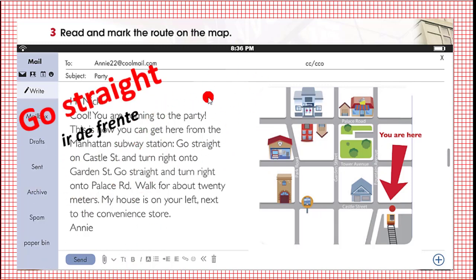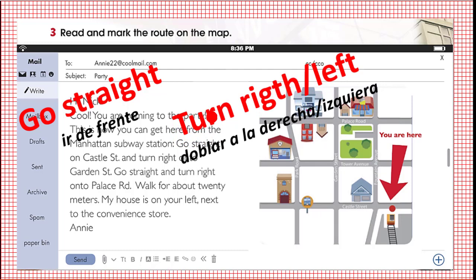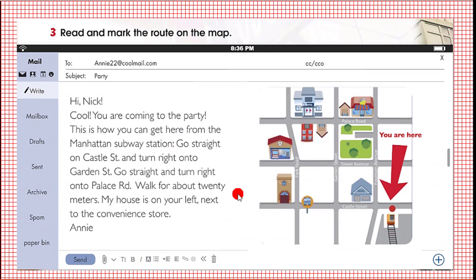Pay attention. We have go straight, significa ir de frente. Turn right, doblar a la derecha. Turn left, doblar a la izquierda. Right. Next to, que significa al lado. Right. So we have go straight, turn right, turn left, next to. Right. So that we have the other part. Pay attention. Once you know this expression, we are going to go for this activity.